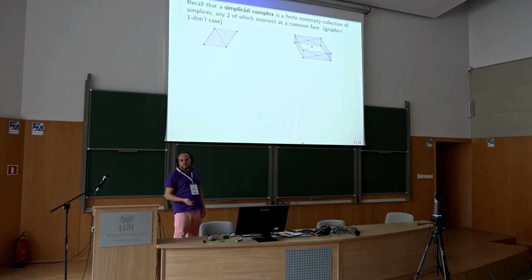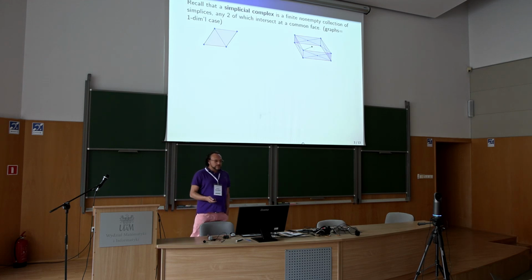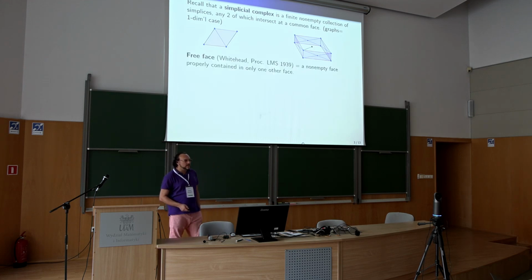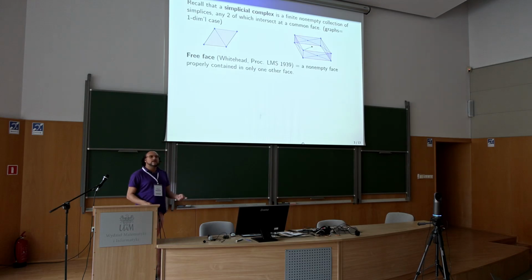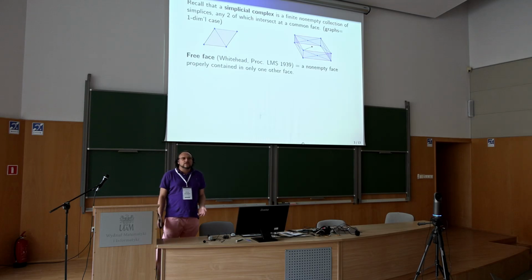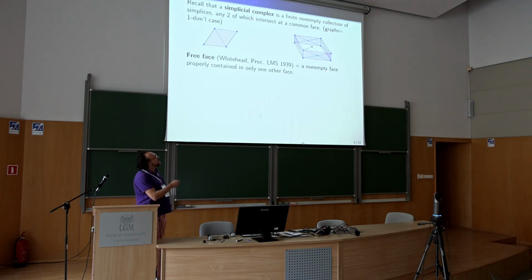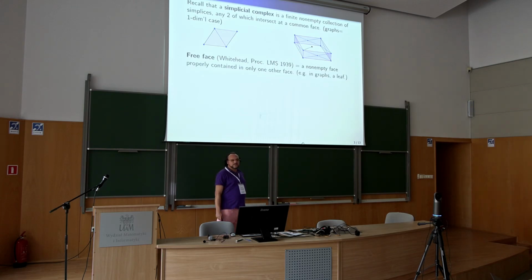So the one-dimensional case would be graphs. I picture two simplicial complexes here. And a free face, so again, so that we agree on the definition, is a non-empty face that only belongs to one other face. Okay, non-empty because I like normal homology more than reduced homology. If you like reduced homology more, if you would like a contractible space to have all zero homologies, then probably you want to get rid of this non-empty from the definition. You're fine. But for me, a non-empty face contains only one other face. So in graphs, what I'm talking about are leaves.